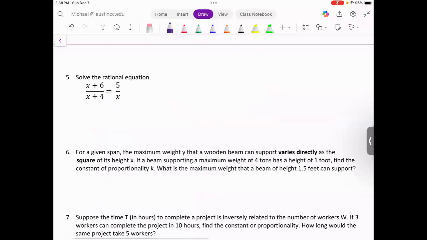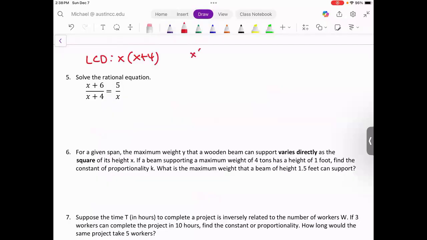Let's solve the rational equation. x plus 6 divided by x plus 4 equals 5 over x. Here, we need to find the least common denominator and multiply our entire equation by it. A lot of the times, the least common denominator can be found by multiplying all denominators. And in this case, it does work. So our least common denominator is x times x plus 4. So we're going to multiply that by our entire equation.